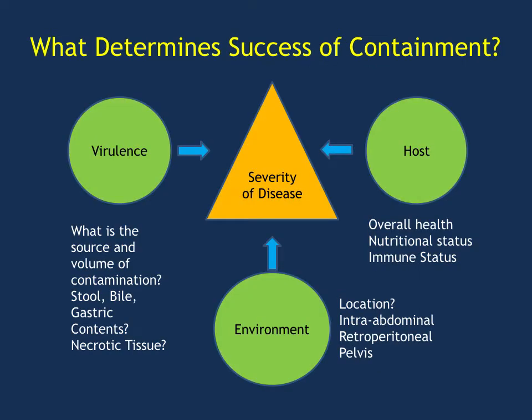One of the goals of this podcast is to get you to think about why these patterns of perforation occur and create a coherent narrative. And here's a schematic that might be familiar to you. It is known as the epidemiologic triad, and it's used to describe three main factors that contribute to the prevalence or the severity of a disease process. First is the virulence. In our case, we can ask the question, what is the source, and more importantly, what is the volume of the contamination?